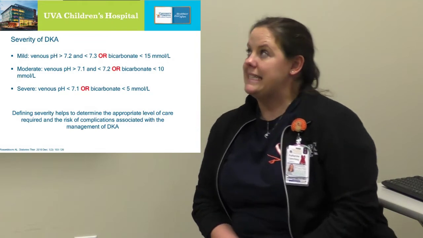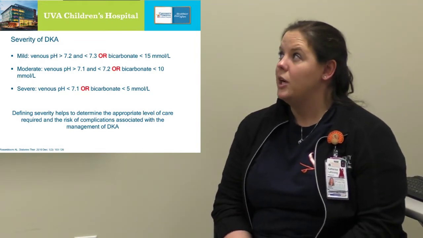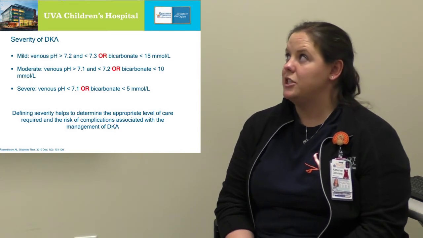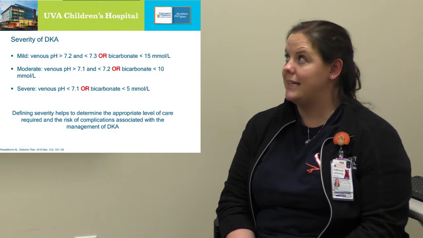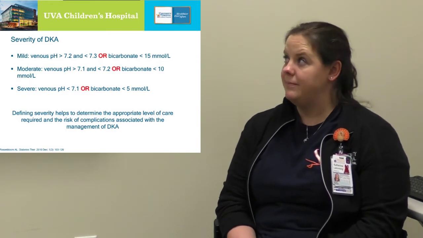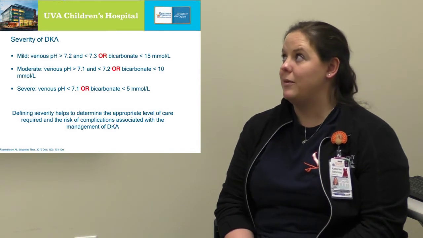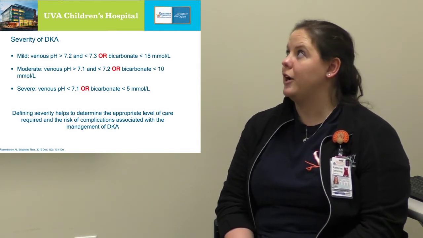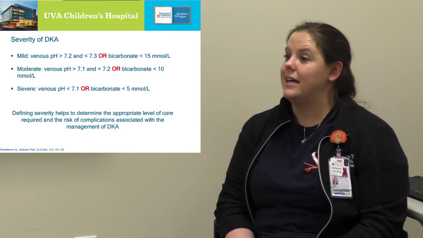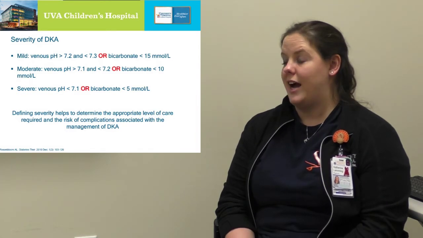So when looking at DKA, we can actually categorize it based on severity. We have mild DKA, which is a venous pH between 7.3 and 7.2, or a bicarb less than 15. Moderate is a pH between 7.2 and 7.1, or a bicarb concentration less than 10. And then severe is a pH less than 7.1, or a bicarbonate concentration less than 5.